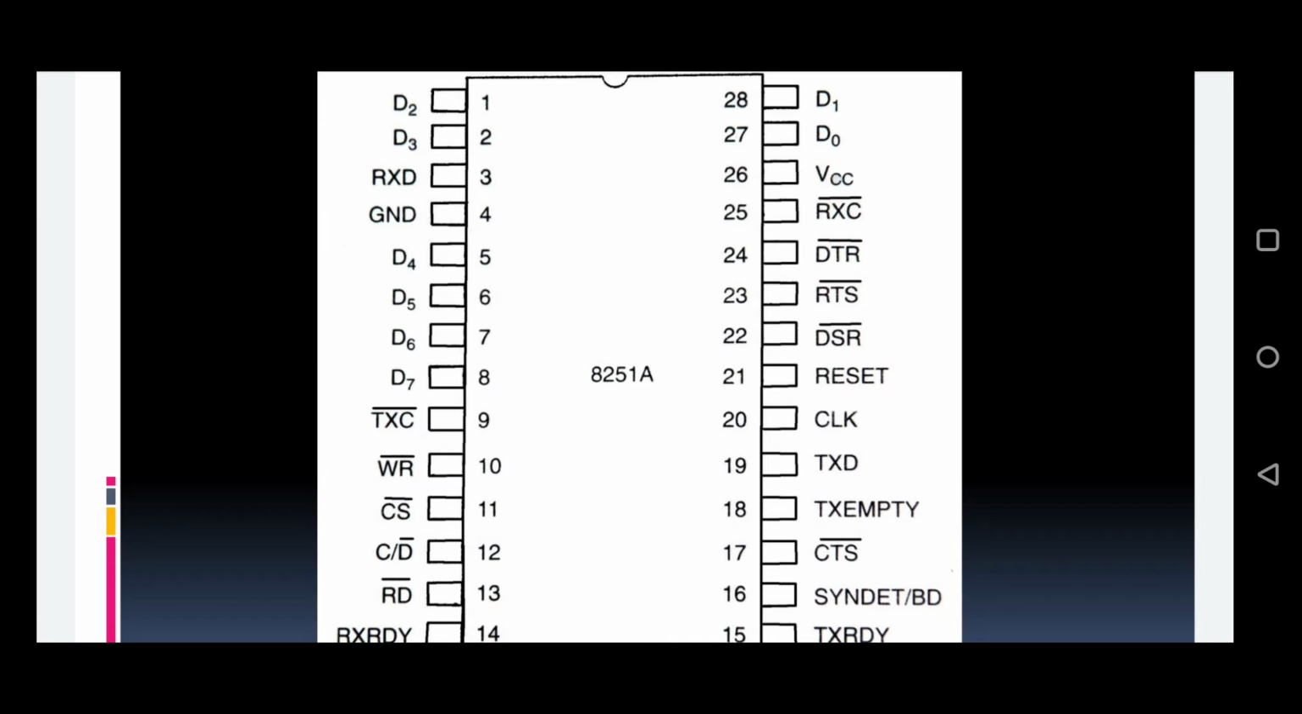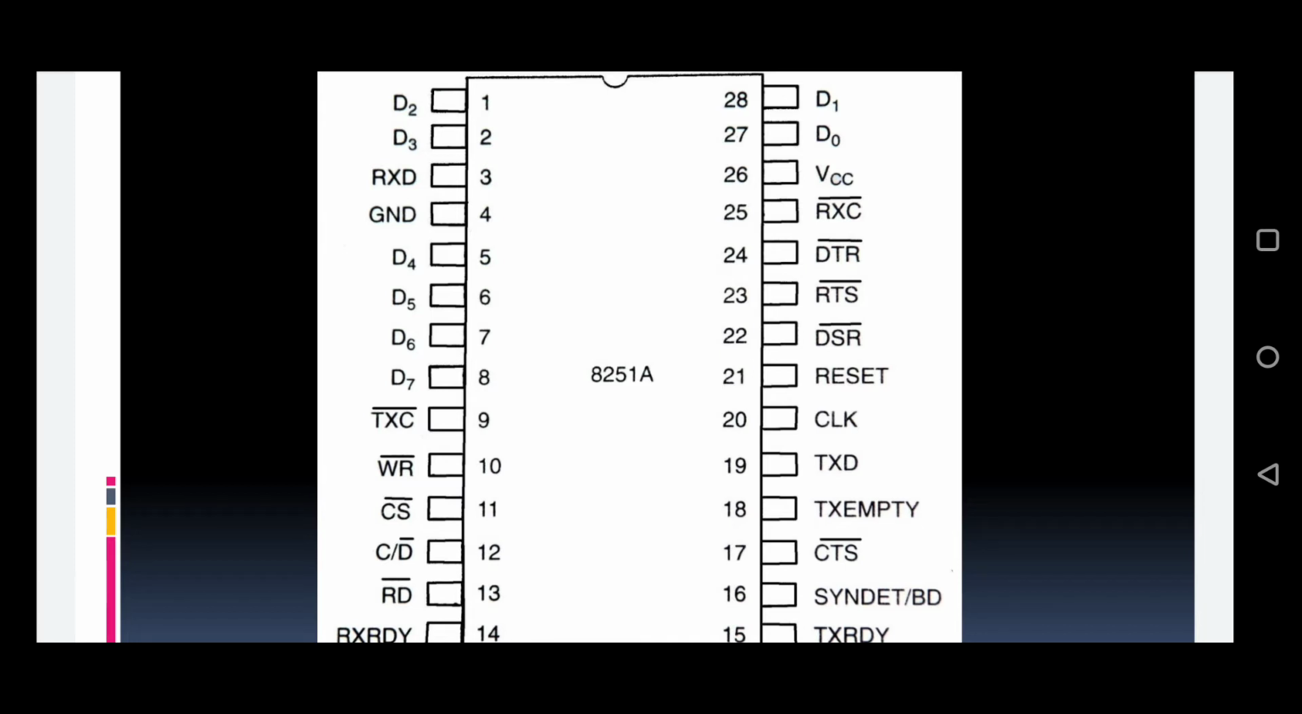First we will discuss DSR, data set ready. It is an input signal, an input terminal, the input port of the modem interface. This signal shows the input status of the terminal, which can be recognized by the CPU reading the status word. And DTR, that is data terminal ready. Here the terminal is nothing but the receiver. This signal is the output terminal, an output port for the modem interface.